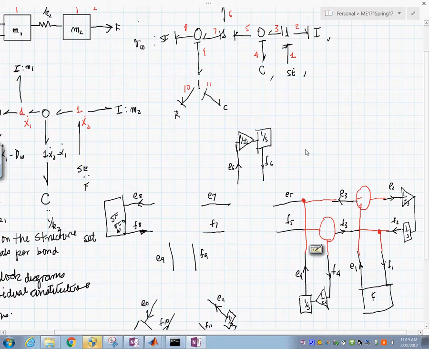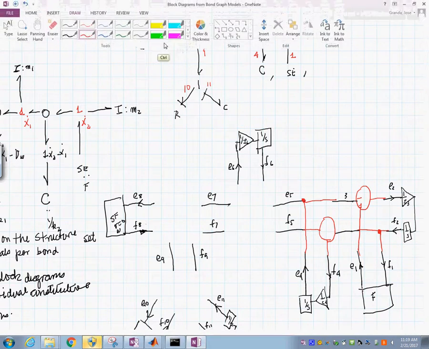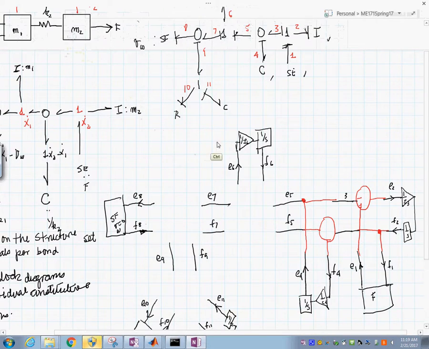Oh, this was left from when I was doing the drawing here. All right, let's fix this. All right, you see the flow is coming in like this one, and then the effort is going out like this.